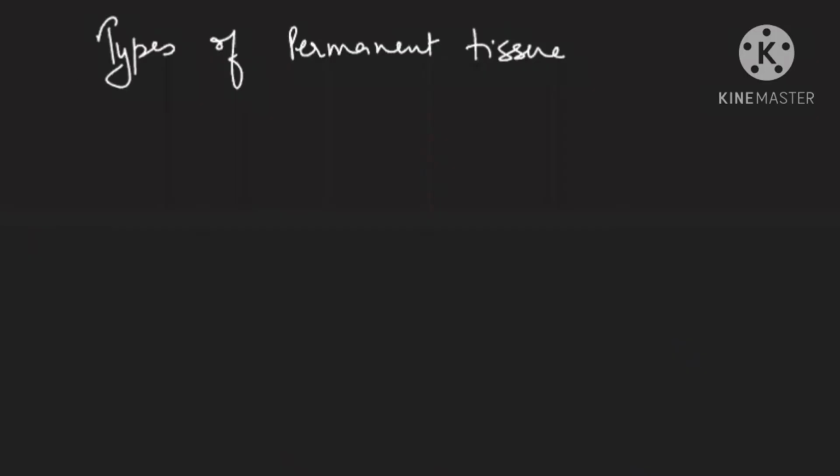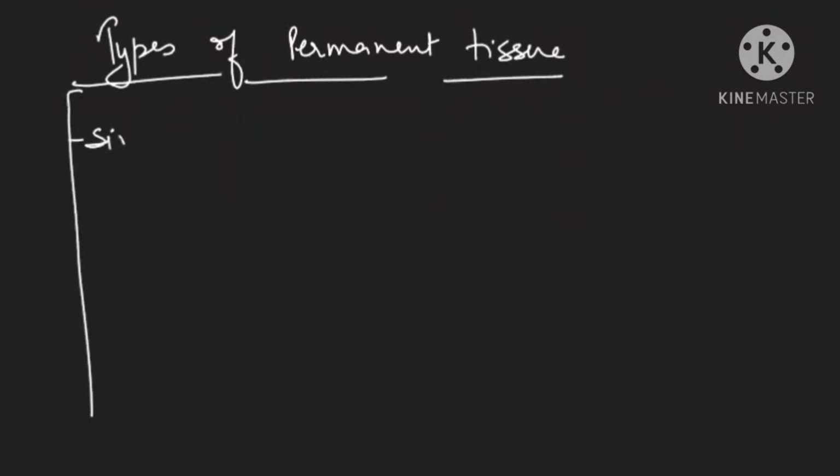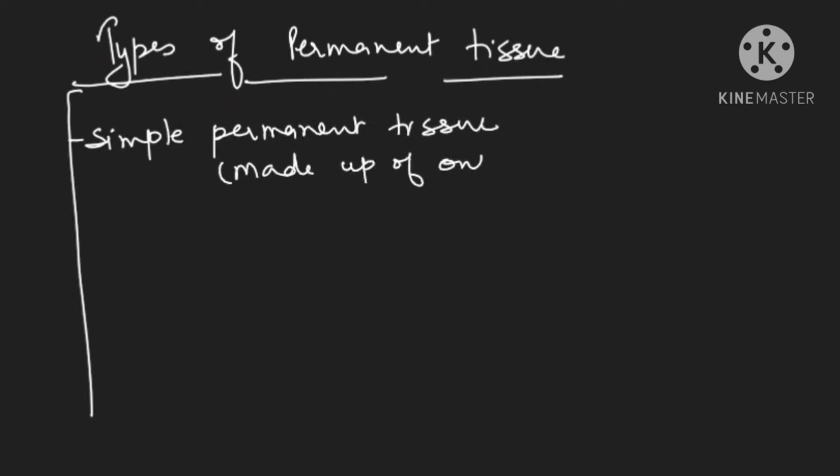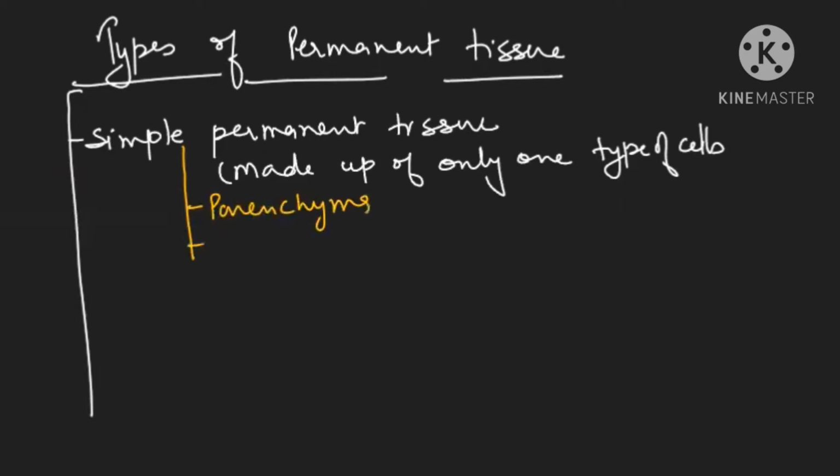Now see, these are the types of permanent tissues. Simple permanent tissue, and it is called simple permanent tissue because it is made up of only one type of cell. And they are of three types. Simple permanent tissues are of three types. They are parenchyma, collenchyma, and sclerenchyma.